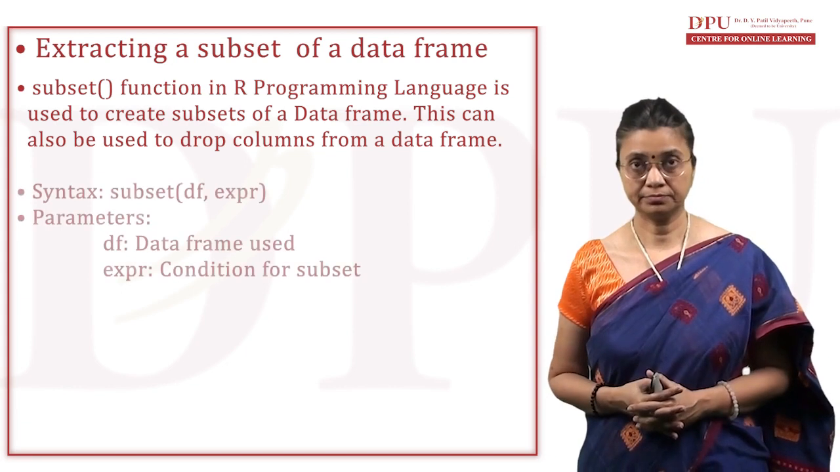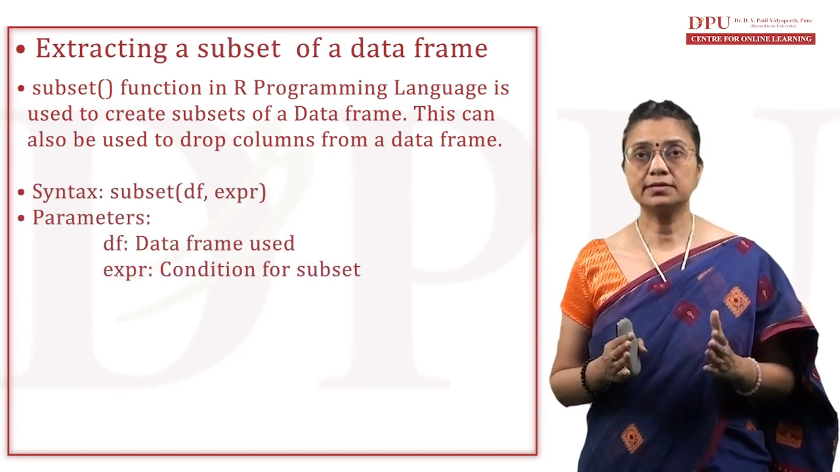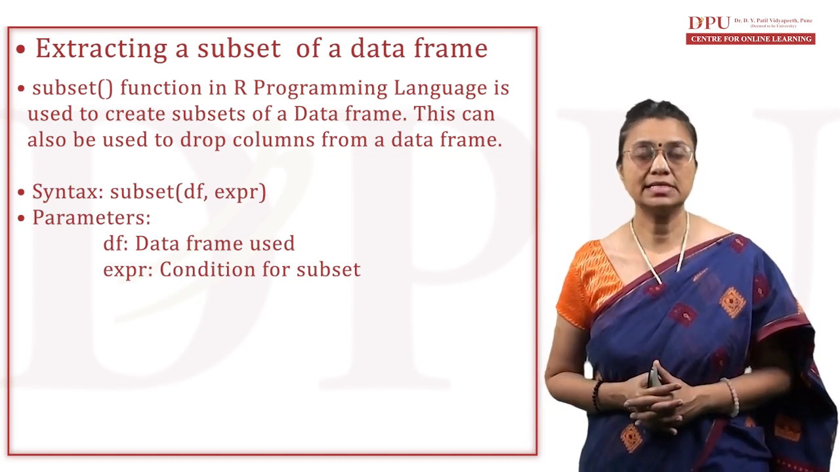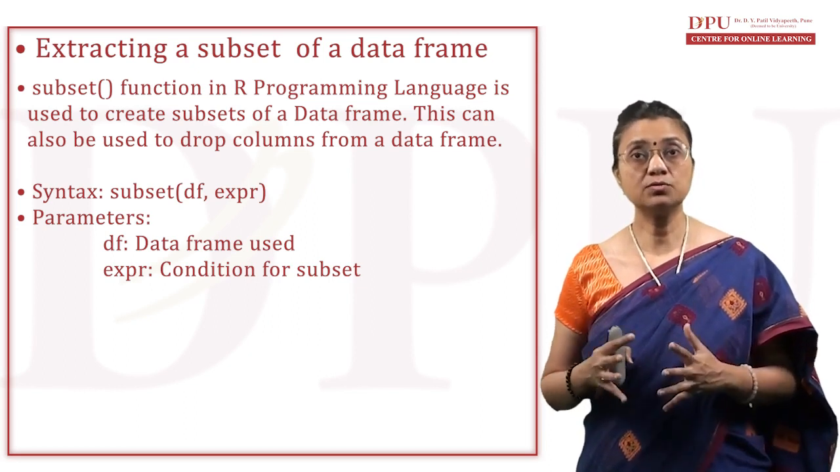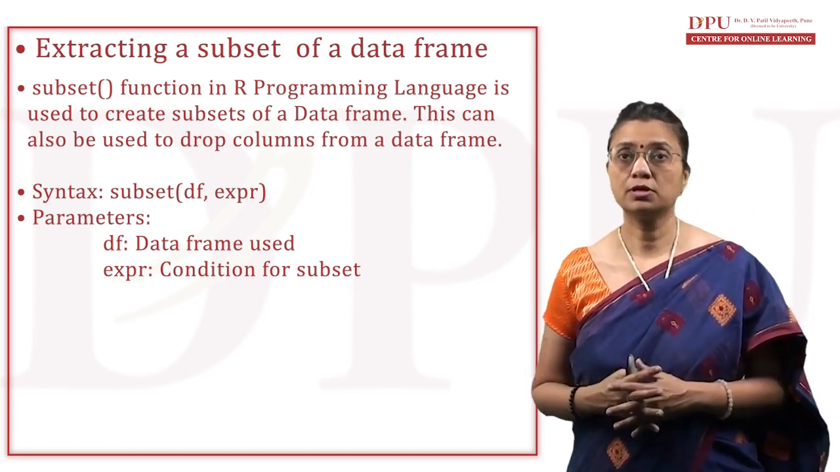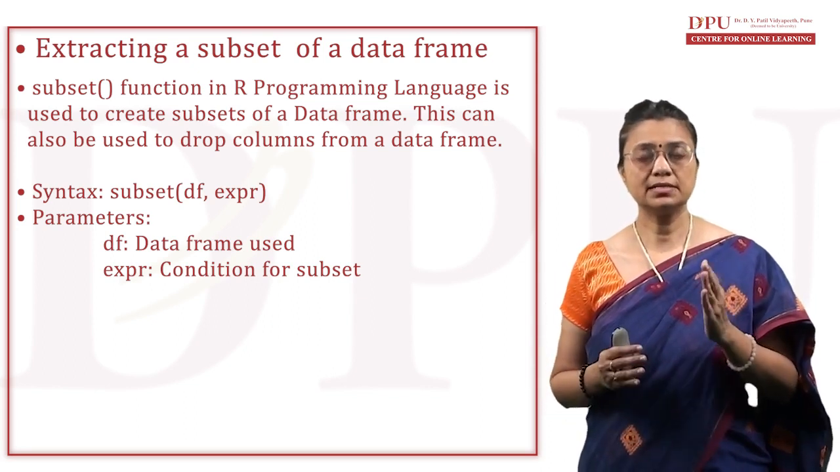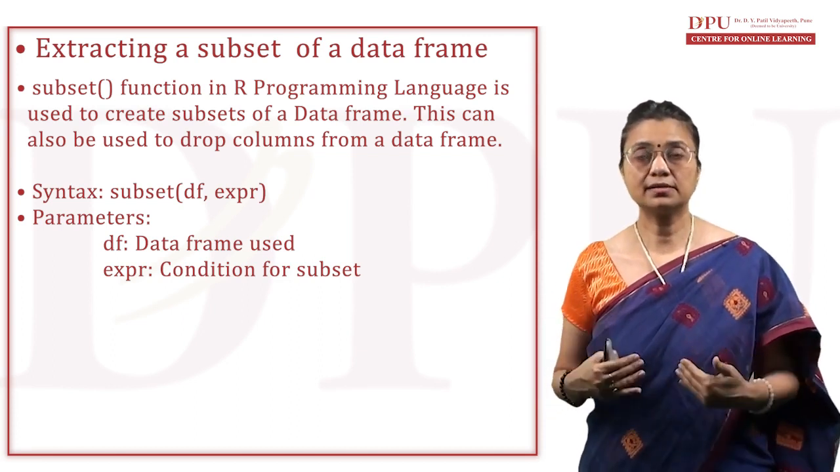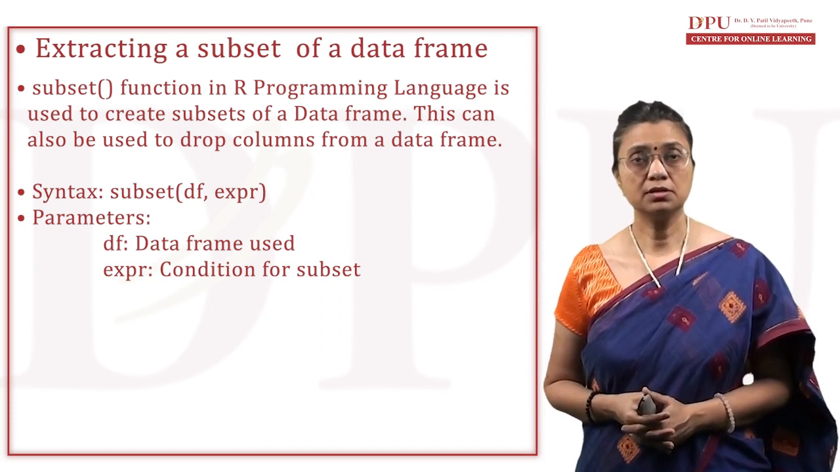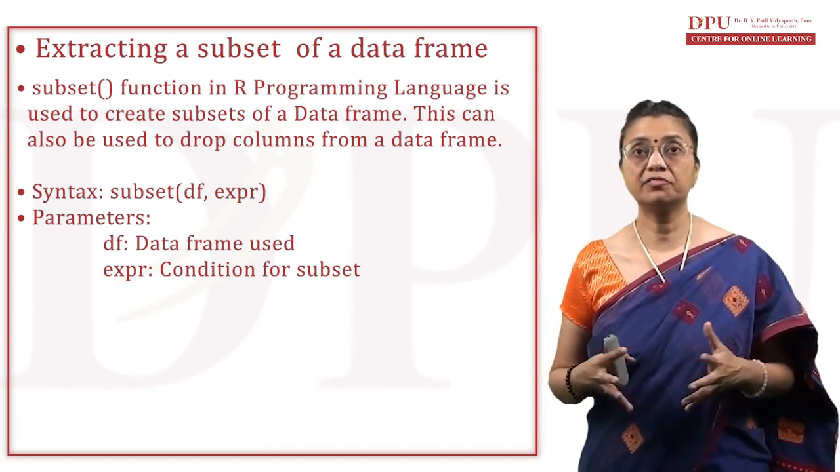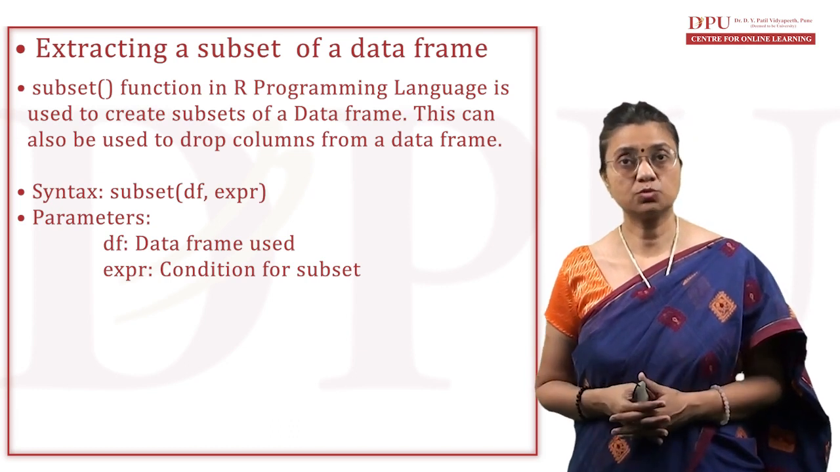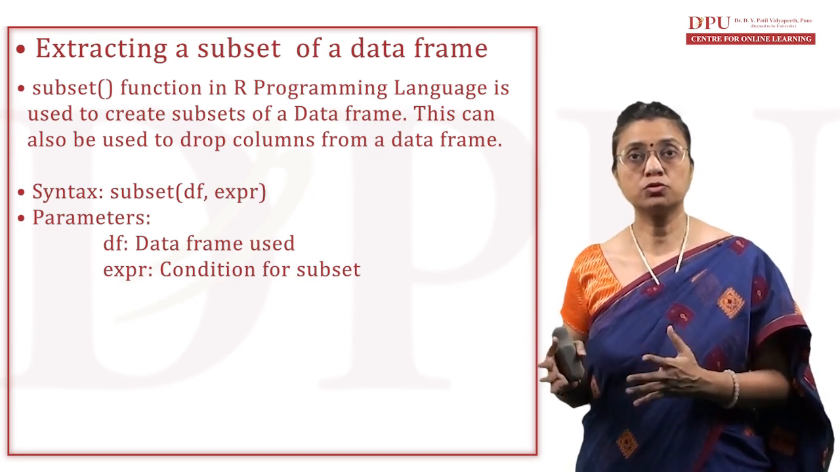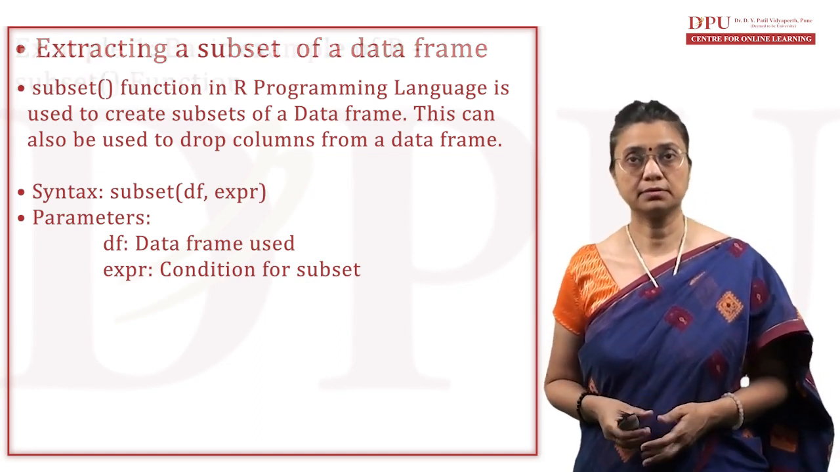How will you go about it? So the syntax: subset, which is a function, within brackets I pass two parameters. The first one is df, which means data frame, and the second one is expr, which is the condition for subsetting the data. So basically data set, comma, condition, and that is what we pass into the subset function, and we can get the subset of the data very easily on the screen. You can see df stands for the data frame that we are using, and EXPR stands for the condition for the subset. For example, driving license equals true. So that is how I can extract a subset.